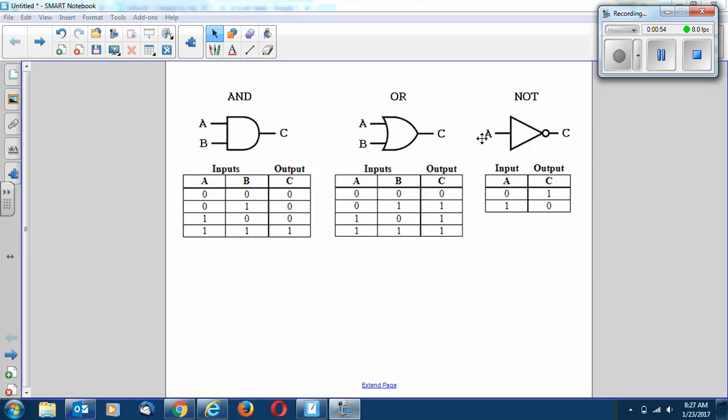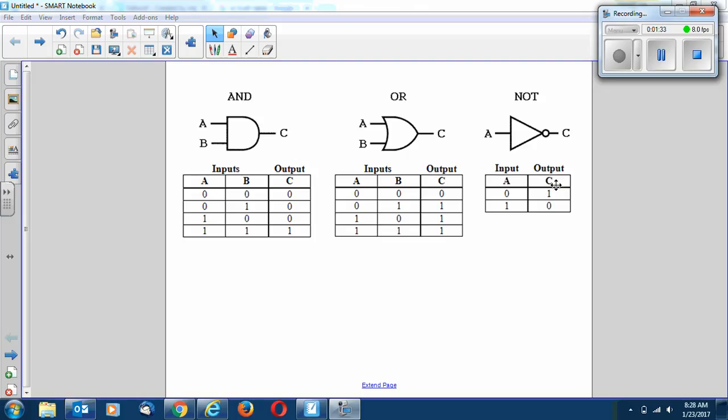So what NOT gate does, if you give it a high, it gives you a not high. That means a low, right? If you give it a 1, it gives you a 0. If you give it a 0, it gives you a 1. So over here you can see a truth table for the NOT gate. And the inverter truth table is very, very short because you have only one input. And that means you have only two options, right? You either give it a 1 or a 0, a high or a low.